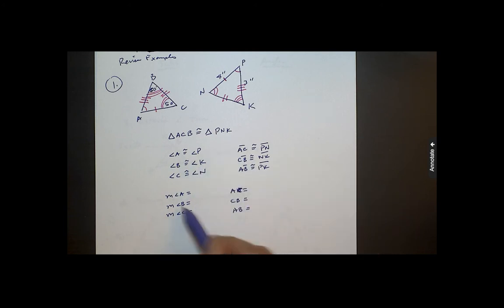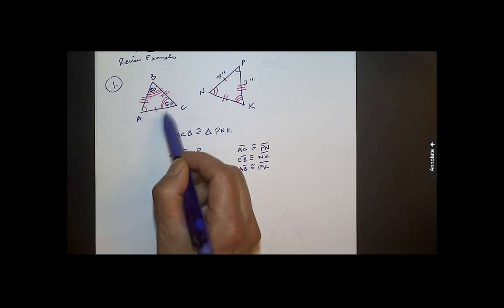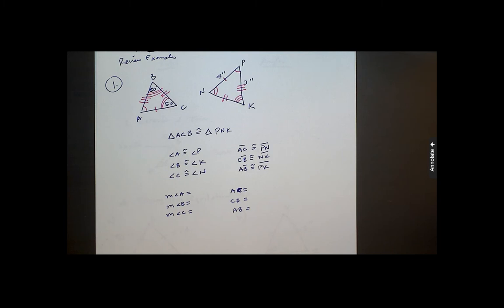Now we're asked for some lengths and some measures. What is the measure of angle A? It's not given to us, but we are given that in this triangle you have 50 degrees and 60 degrees. So what would the measure of angle A be? Go ahead and pause the video and see if you can figure it out.